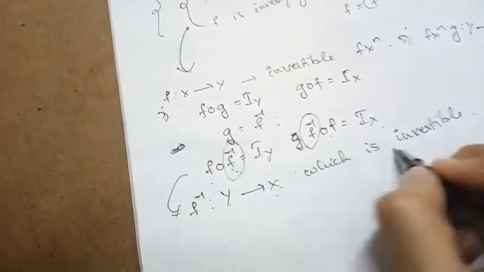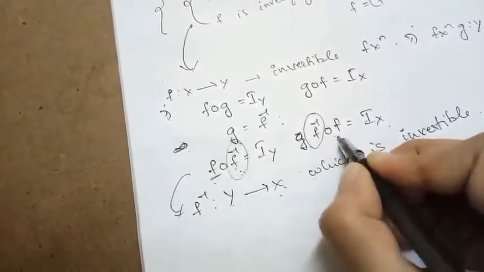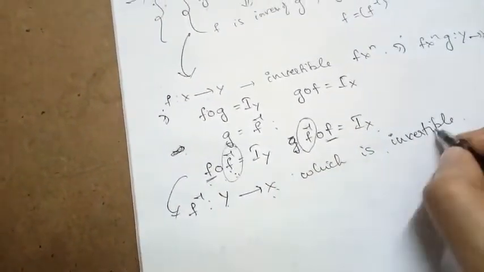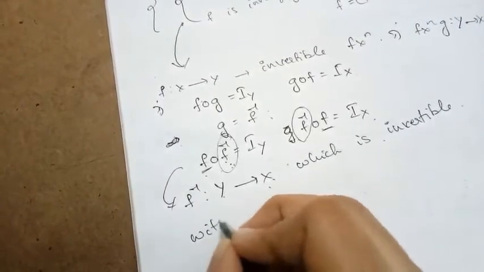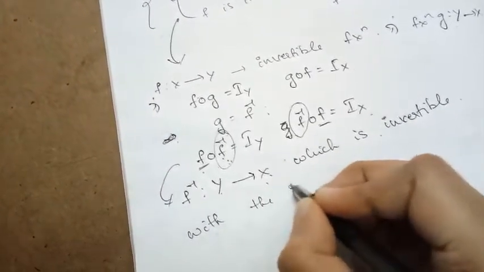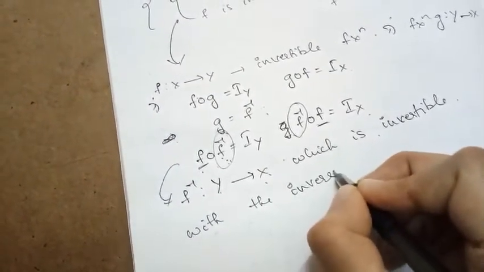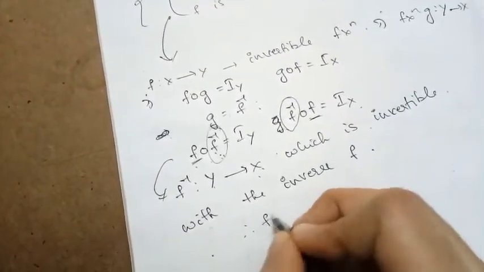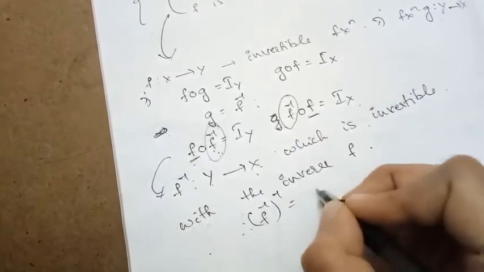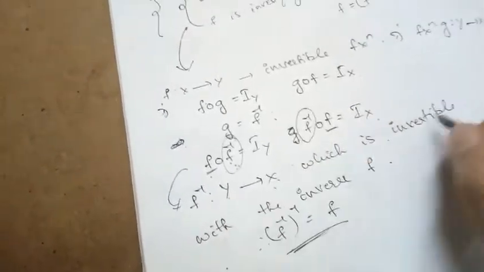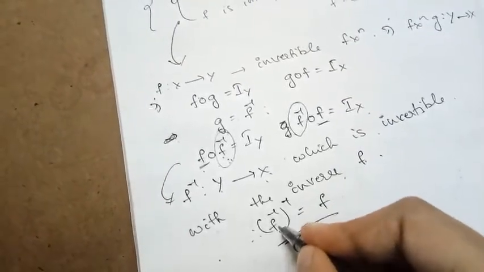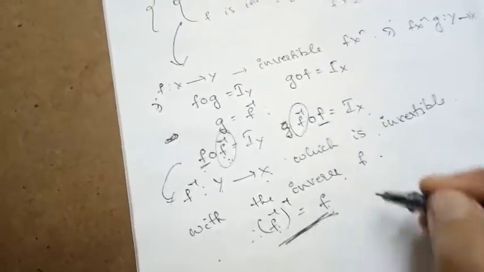So if f inverse is invertible, what is the inverse of that function? The inverse of that function is f. So f inverse is an invertible function with the inverse f. Therefore, f inverse inverse will become f, because f inverse is an invertible function with inverse f. So the inverse of the function f inverse is f.